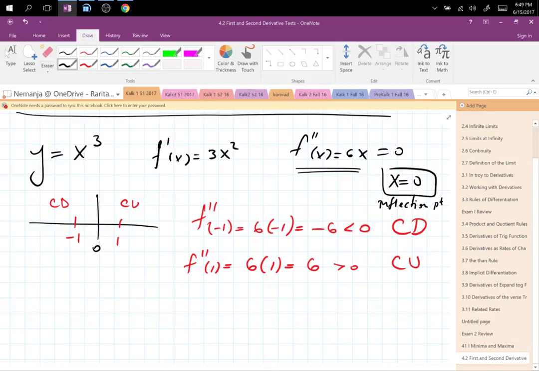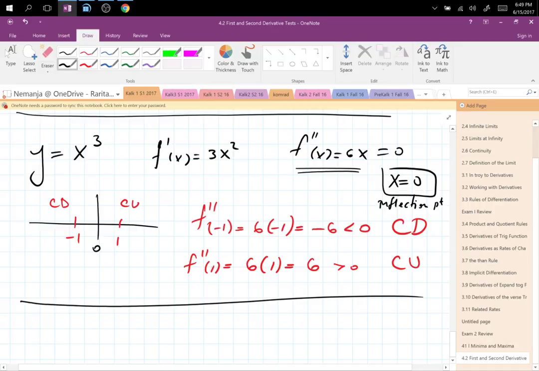Since we did a whole bunch of examples for the first derivative test, I will give you something to enjoy right away.